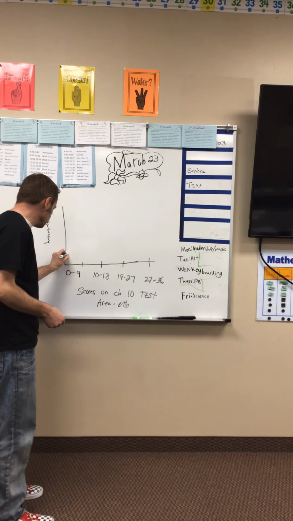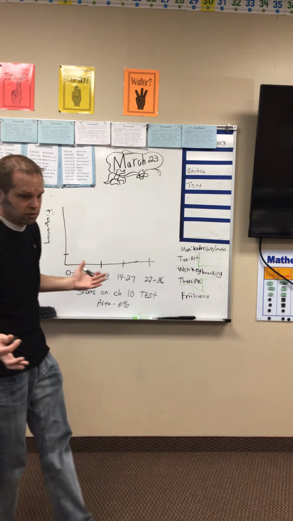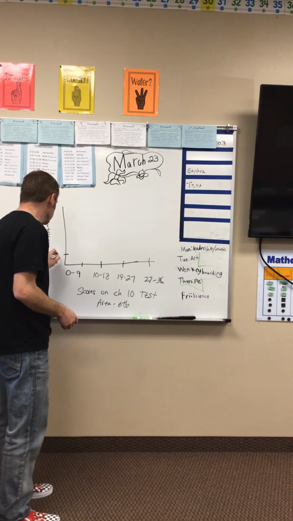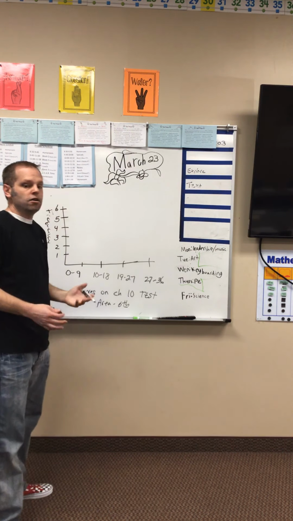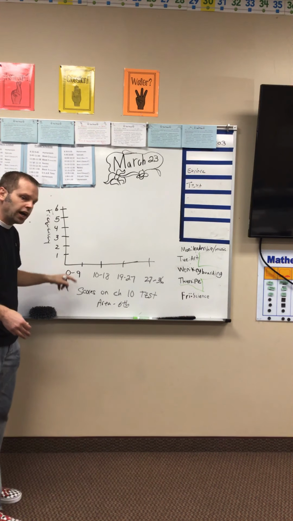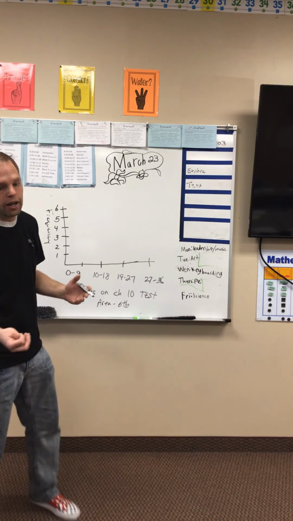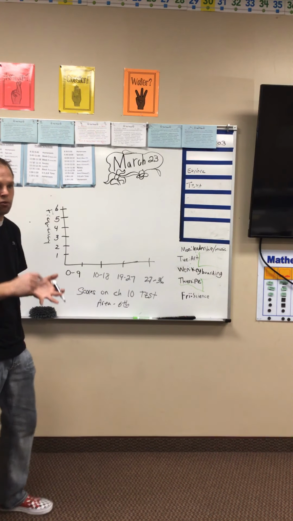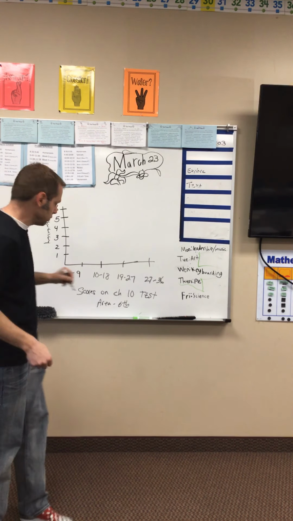So I'm actually going to label my y-axis. I only need to go to 6. So I'm going to start and do increments of 1. 1, 2, 3, 4, 5, 6. Okay, now I'm ready to put my histogram together. So I go to my data, I count the number of students that scored 0 to 9. If you look back at my data, you'll see that 1 scored 2 and 1 scored 6. So there were only 2 students.